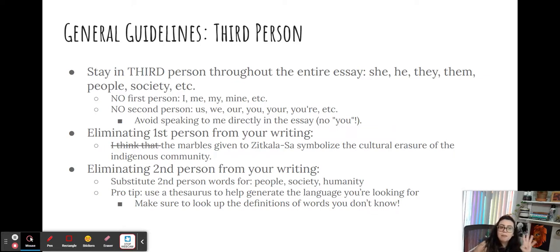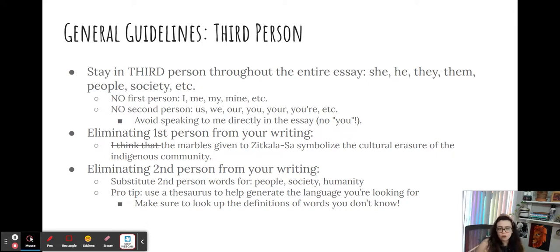I, me, my, mine, etc. are all counting as first person. No second person either. Us, we, our, you, your, you are, right, etc. We want to avoid those. If you really want to have first or second person, make it in your intro and your conclusion, but do not have that in the body of your essay.